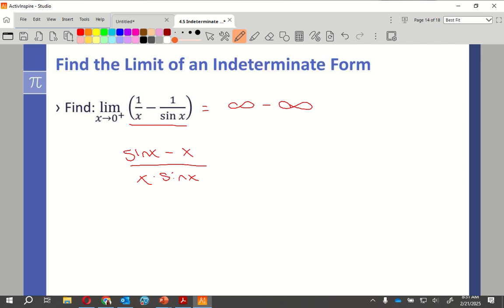Okay, now can we plug in? Now we still have to check it as being L'Hopital's rule, which is infinity over infinity or 0 over 0. So right here, sine at 0 is 0, minus 0 over anything times 0 is 0. So this is going to give me 0 over 0. So 0 over 0 is indeterminate, so I could use L'Hopital's rule.